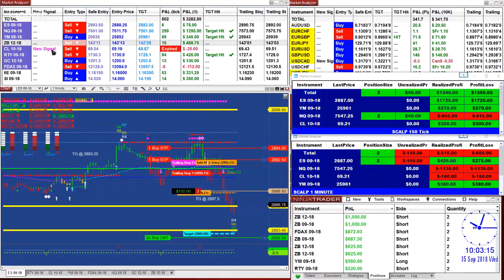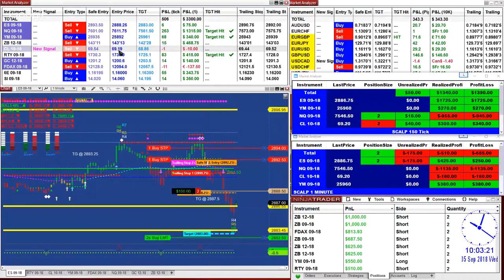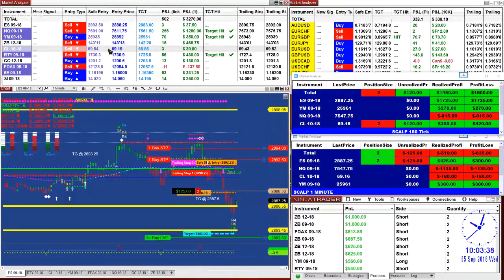We have a new signal on the CL. The entry is 69.19. Target is 68.86, and it is short. On the pullback, re-entry is 69.54. You're very welcome to follow those trades on a sim. The 30-year Treasury bond is in the same direction as the ES, so I have no clue what the ES is going to do.